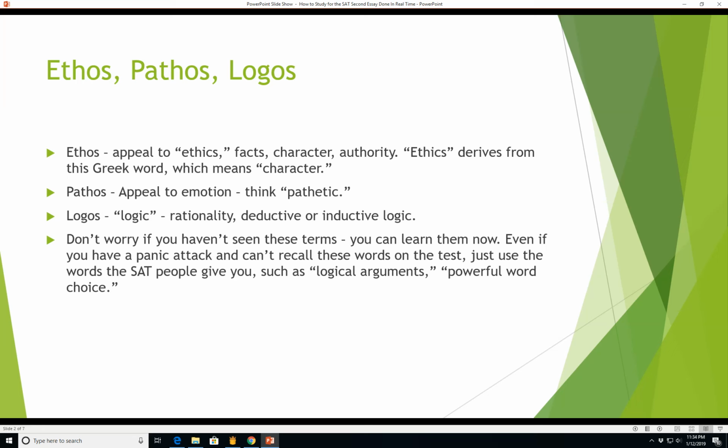Don't worry if you haven't seen these terms. I wasn't taught them in high school. You can learn them now. Even if you have a panic attack and you can't recall these words on the test, just use the words the SAT people give you, such as logical arguments, powerful word choice, etc.